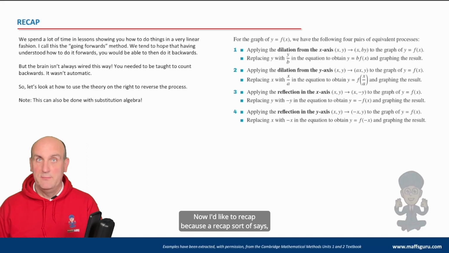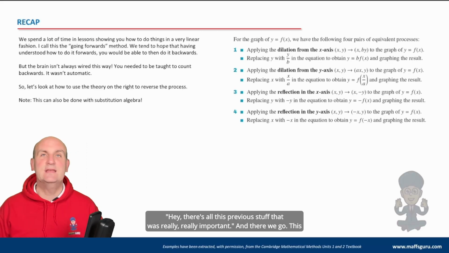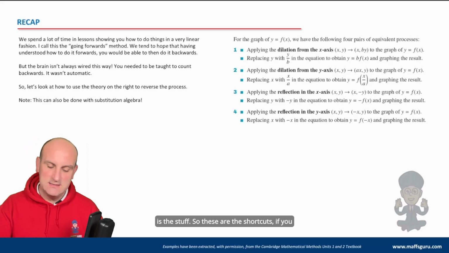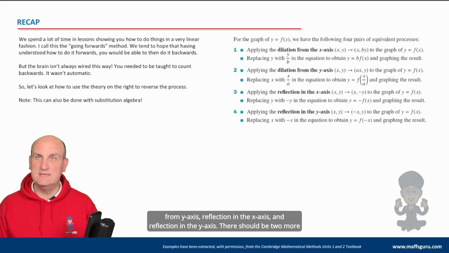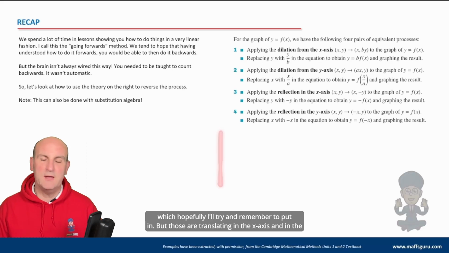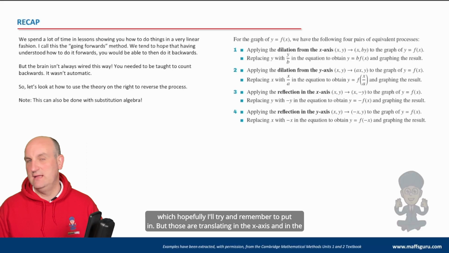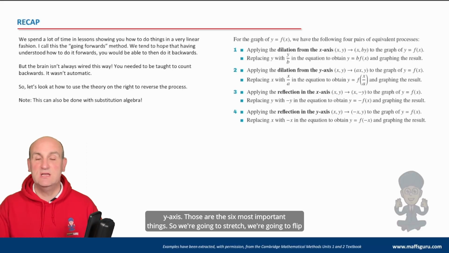Now, I like to recap because a recap says, hey, there's all this previous stuff that was really, really important. And there we go. These are the shortcuts: dilation from the x-axis, dilation from the y-axis, reflection in the x-axis, and reflection in the y-axis. There should be two more, which hopefully I'll remember to put in. Those are translating in the x-axis and in the y-axis. Those are the 6 most important things.